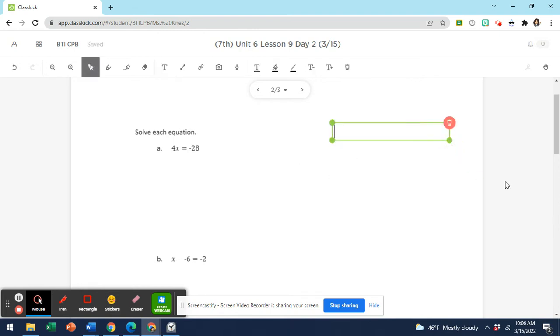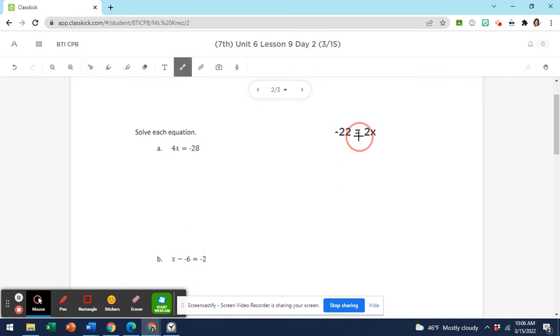So for example, let's say we had a question like negative 22 equals 2x. We know that we're trying to figure out what number x is. And for a lot of us, we might look at this question and say in our head right away, well, I know that 2 times negative 11 equals negative 22. So I know the answer. But what we're going to be practicing is a more formal method for solving equations, which is to do the same thing to both sides.